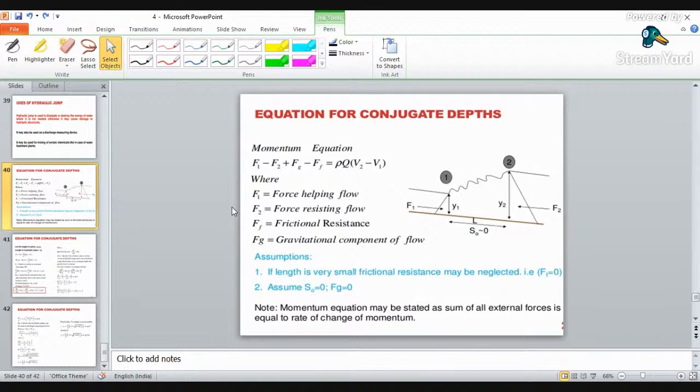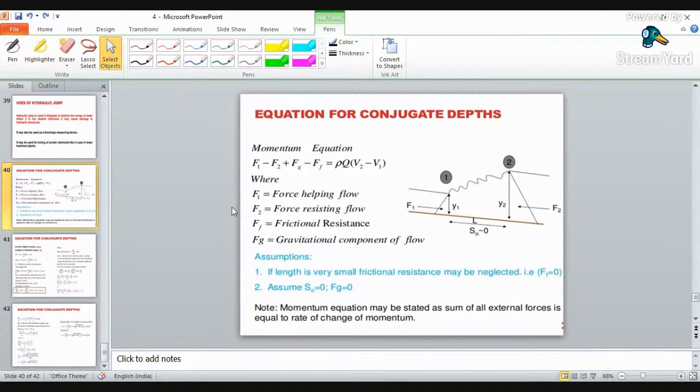Okay, just observe this figure. Here, the depth of water before the jump is y1 and the depth of water after the jump is y2. The length between y1 and y2 is the length L. The slope of the bed is equal to 0. We have assumed the slope of the bed as 0.